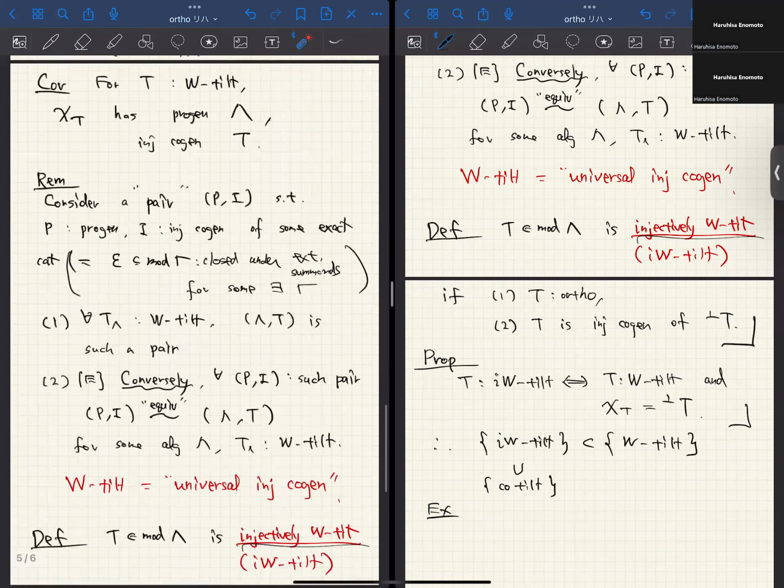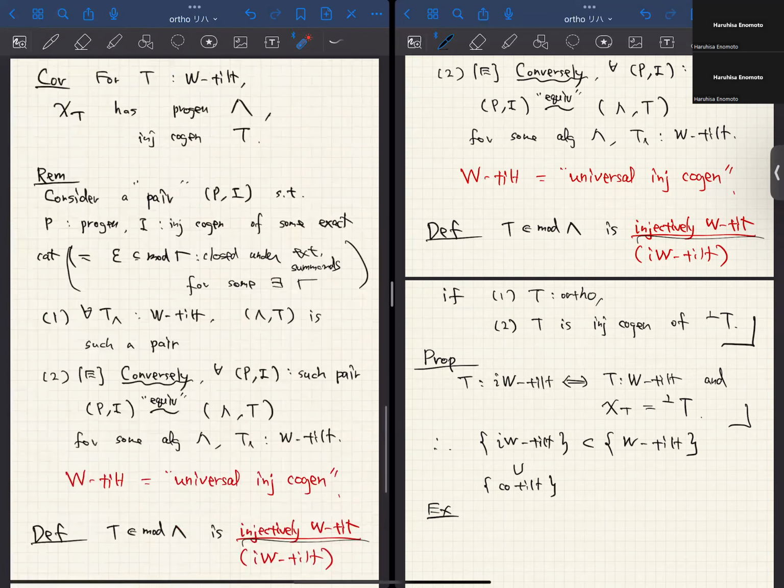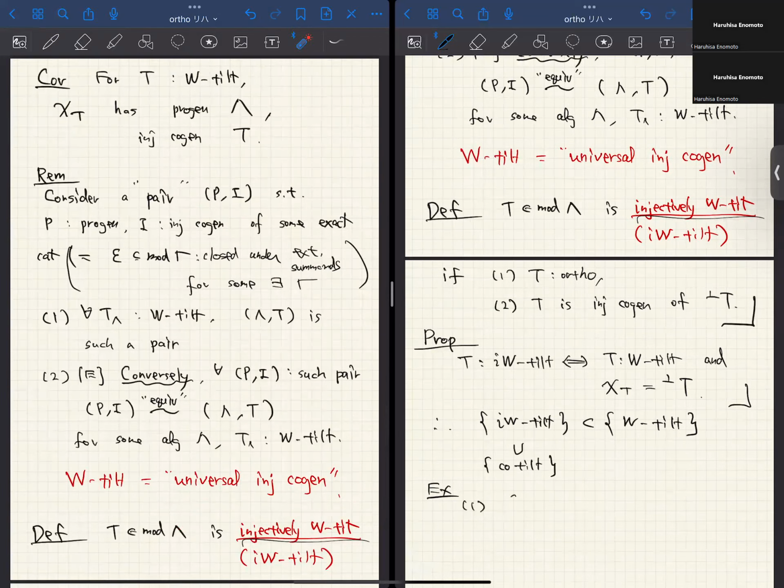So the first example is already written above. A cotilting module is an injectively Wakamatsu tilting module. But in general, an injectively Wakamatsu tilting module may have infinite injective dimension, so this is a proper generalization.